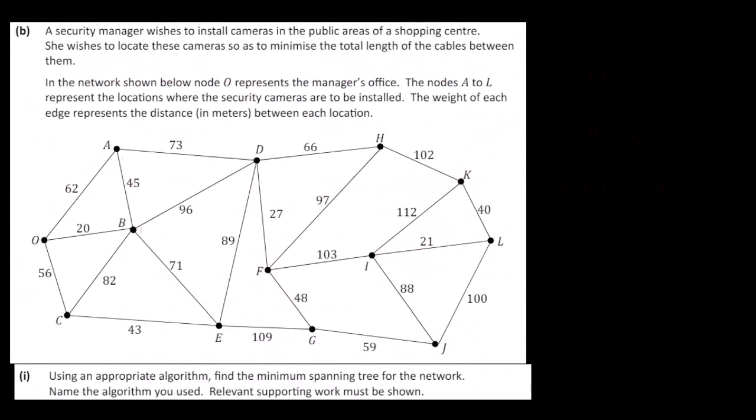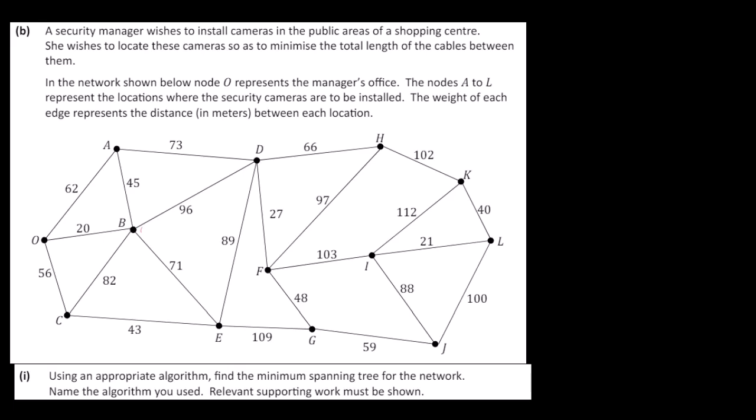Okay, so this is part B. A security manager wishes to install cameras in the public areas of a shopping centre. She wishes to locate these cameras so as to minimize the total length of the cables between them. In the network shown below, node O represents the manager's office. The nodes A to L represent the locations where the security cameras are to be installed. The weight of each edge represents the distance in meters between each location.